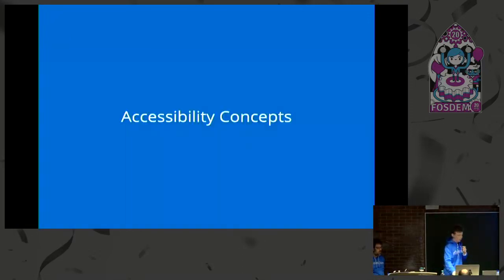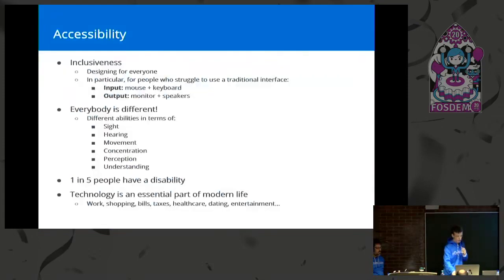So now we'll talk about some general accessibility concepts. So what is accessibility? Well, it's basically inclusiveness, so designing for everybody. So in particular, people who struggle with a traditional interface of a mouse and a keyboard and a monitor and speakers. Because everybody's different, we all have different abilities in terms of sight and hearing, or even in terms of movement. Some people might struggle to use a mouse or a keyboard, and various other different factors.